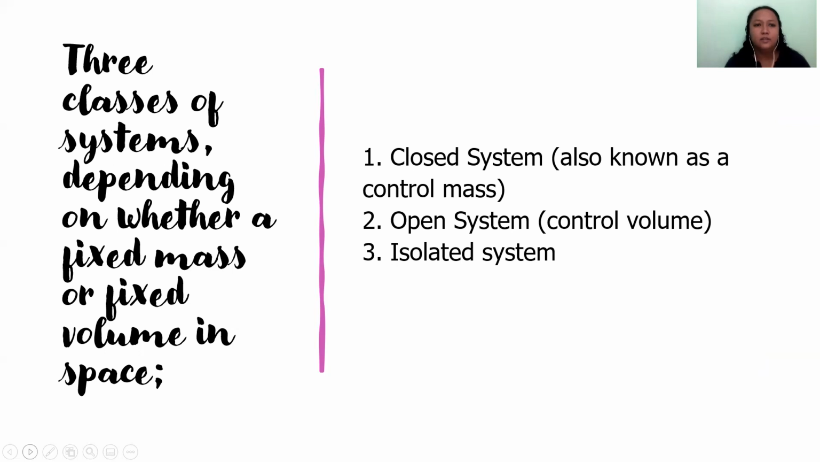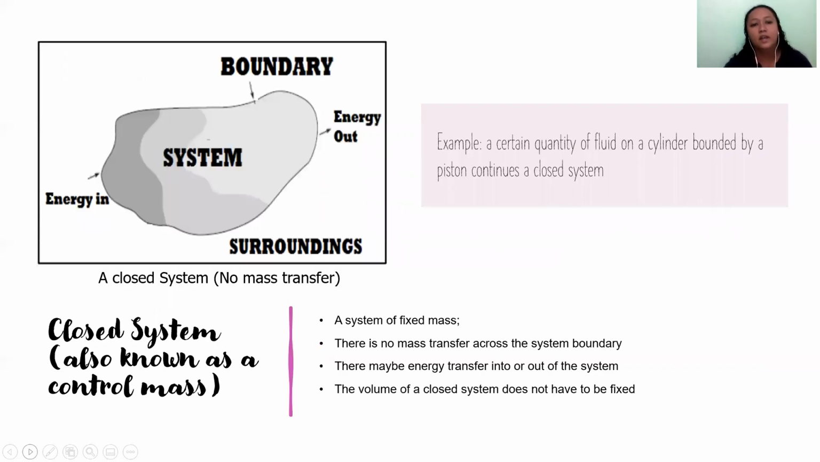Okay. So what are the three classes of systems? So whether fixed mass siya, or fixed volume space. So these three systems, bakit hinahatag to? Because some of the thermodynamic problems are solved depending upon the system elaborated and the problem. Okay, the first one is the closed system, second is the open system, and the third is the isolated system. So first, what is the closed system?